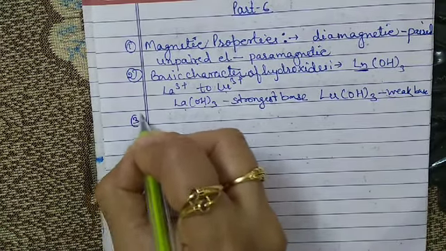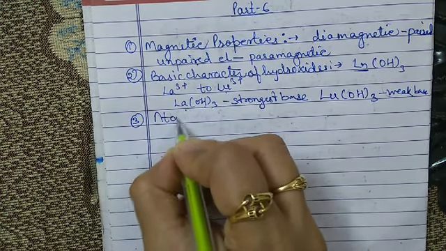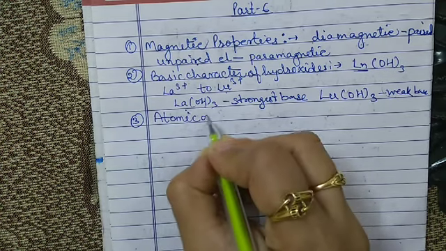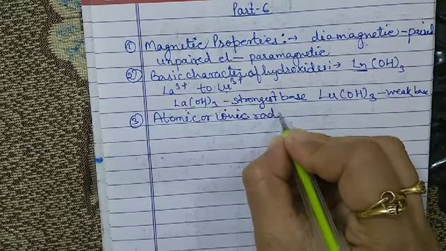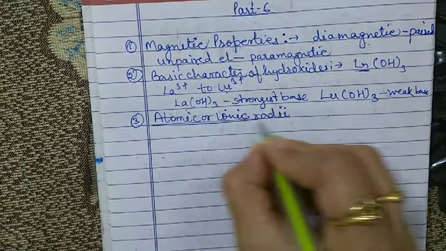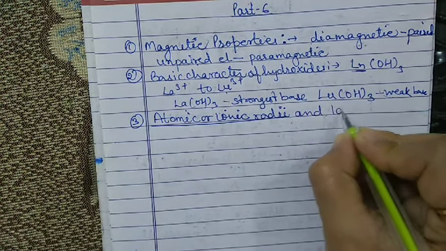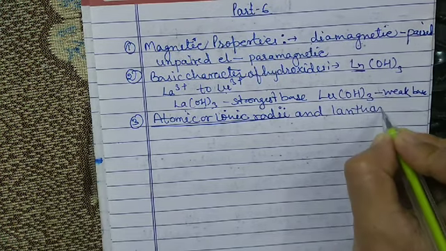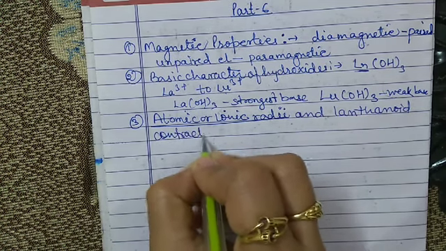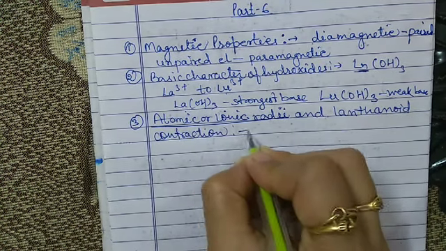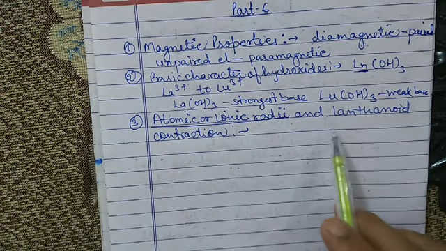Now the third important property is atomic or ionic radii, and the lanthanoid contraction. This is a very important property and a very important topic: atomic or ionic radii and the lanthanoid contraction.